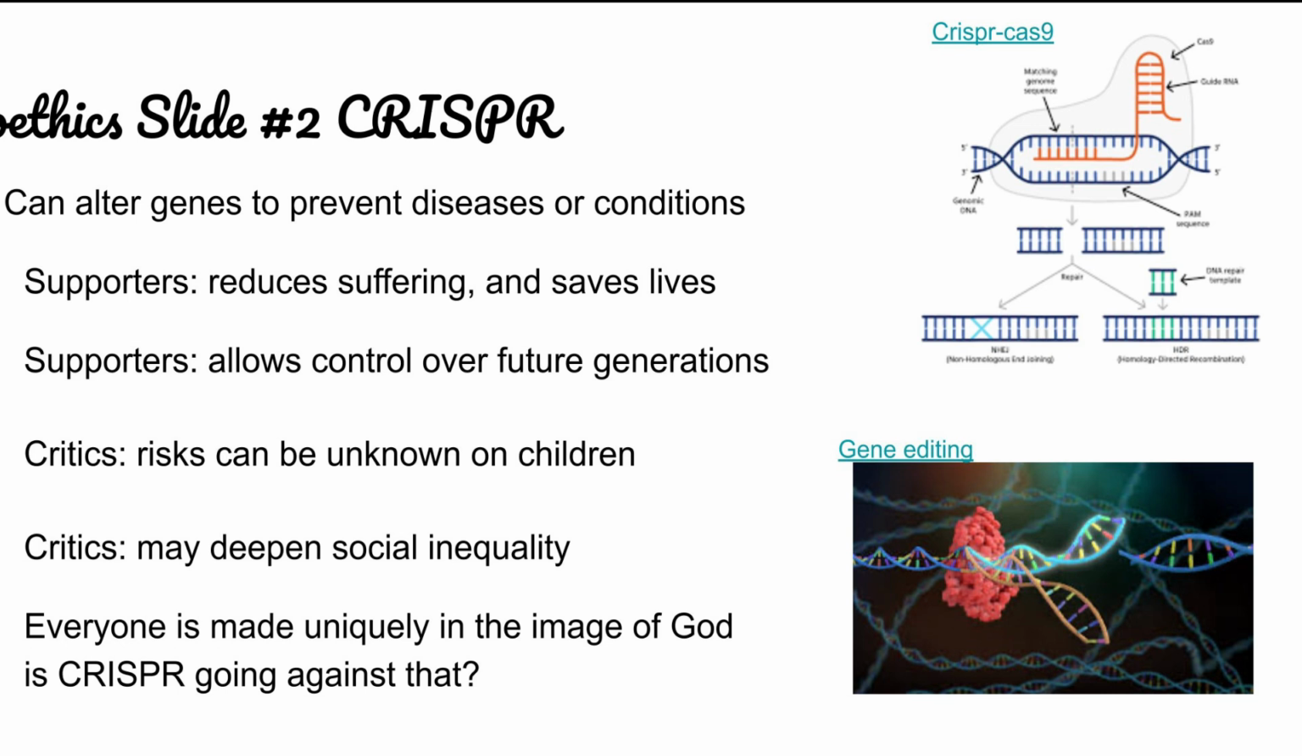Many of the long-term effects, especially on children born from edited embryos, remain unknown. There's also the fear that CRISPR could deepen social inequality, with access limited to the wealthy, creating a divide between those who can afford genetic advantages and those who cannot. On a deeper ethical level, some argue that CRISPR-Cas9 challenges the belief that every person is made uniquely in the image of God, raising the question: by editing our genes, are we interfering with something sacred?